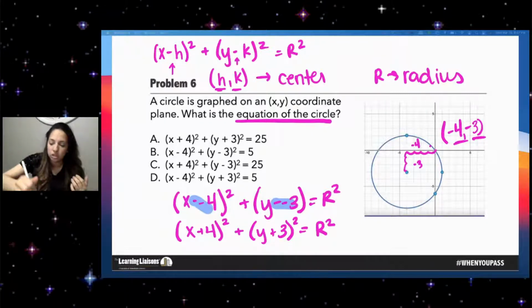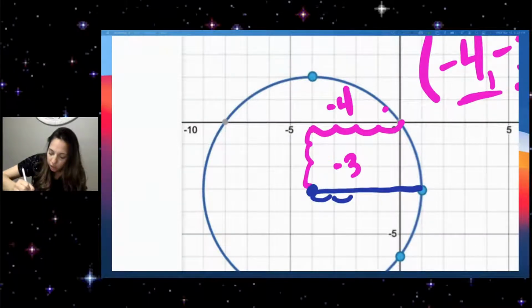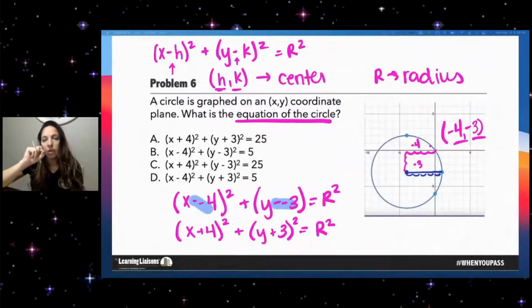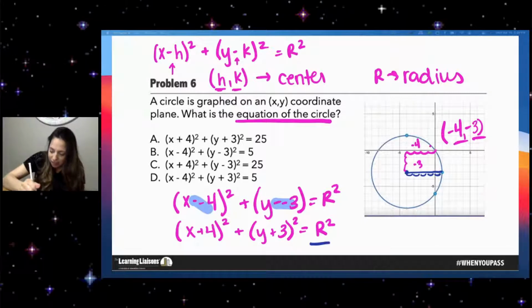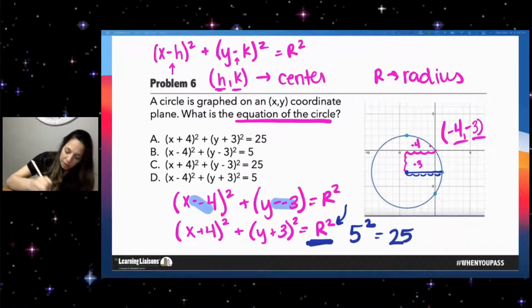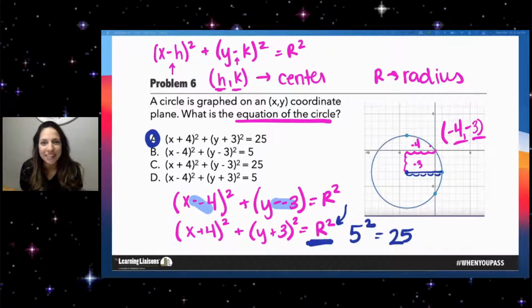Now, what is my r? Let's go back to my circle. My radius, as we said, is the distance from the center to the outside. So we have 1, 2, 3, 4, 5. So my radius is 5. But don't get tripped up that this is 5. That is r squared. So this is going to be 5 squared, which equals 25. So our answer is going to be A. But let's take it one step further.